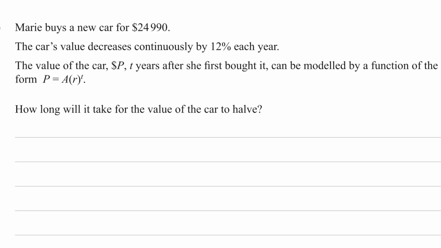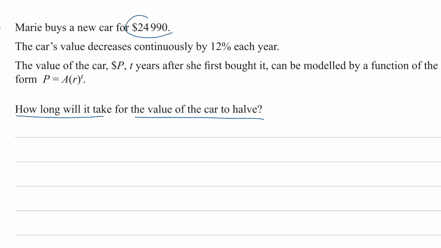We're given a model for this, the value of the car. It's an exponential model. So P for value equals A times R for rate of depreciation, all to the power of T, number of years. So exponential function. Our input would be time, and our output would be how much the car's worth, the value of the car. And the question we're asked is, how long will it take for the value to halve?